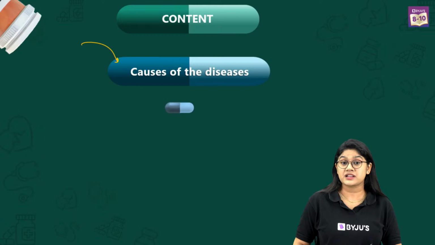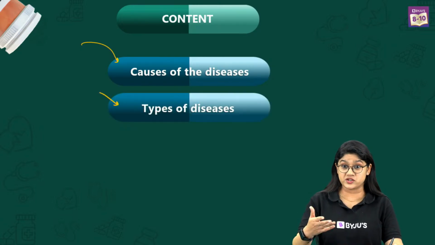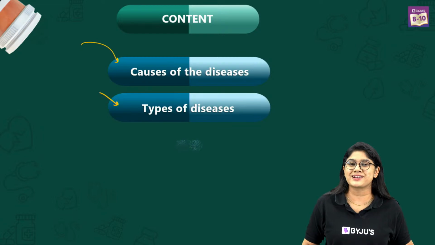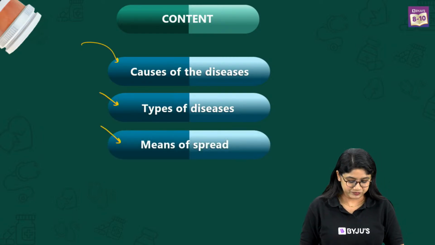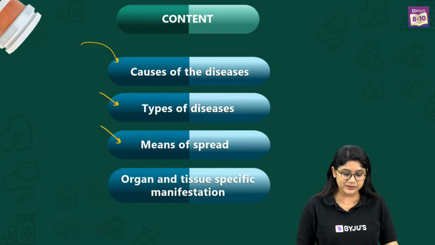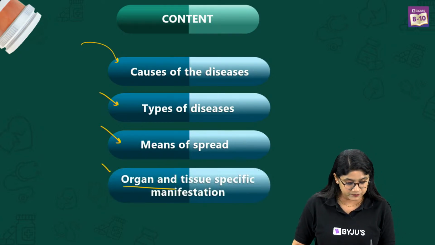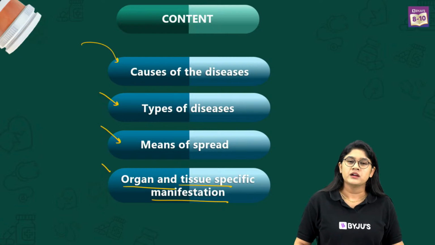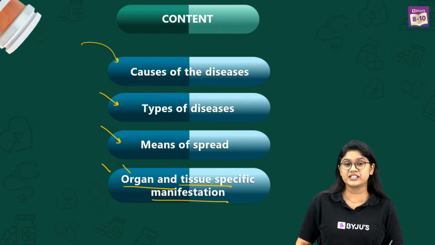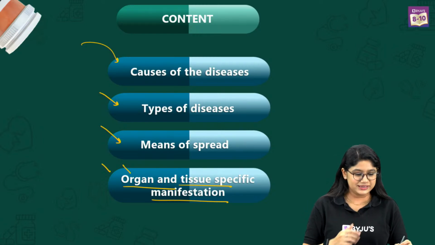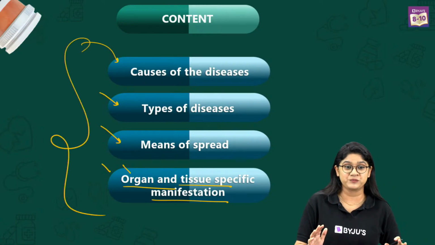Then, of course, we'll be discussing the types of diseases based upon various different types, right? Of course, we'll be discussing a very important thing, that is how diseases spread. And of course, we'll be talking about the organ and tissue specific manifestations, so how they will be affecting the organs and the tissues, right? So this is the plan for today. I'm sure that you all are excited just like me, right?